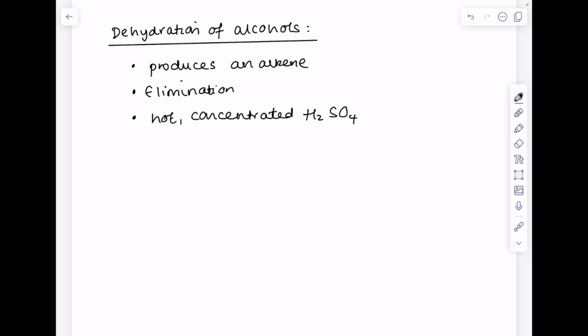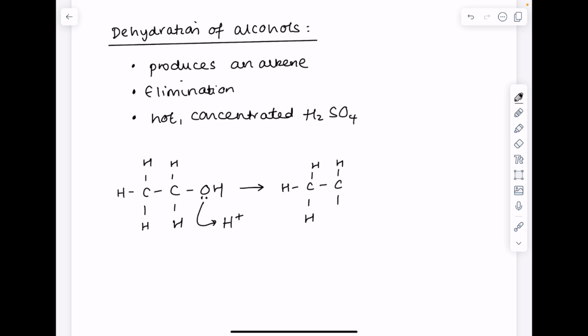So obviously we're taking an alcohol. In this case, I've got ethanol. There's a lone pair of electrons on the oxygen, which are donated to this hydrogen ion. Remember that hydrogen ion comes from the presence of the concentrated sulfuric acid. I just want to talk you through what's happening here.